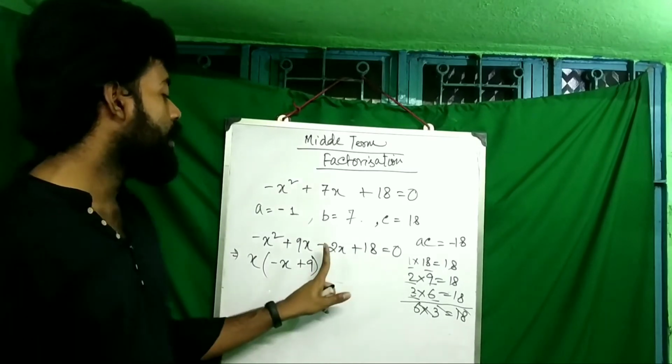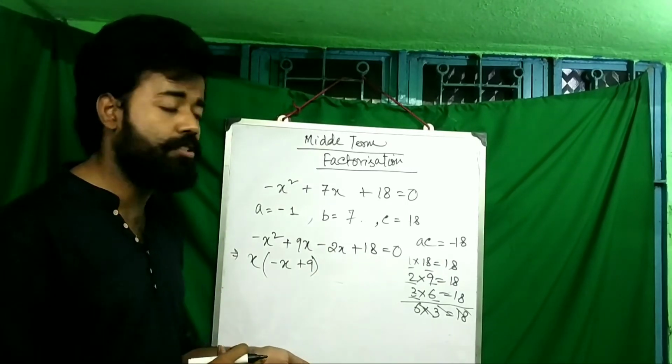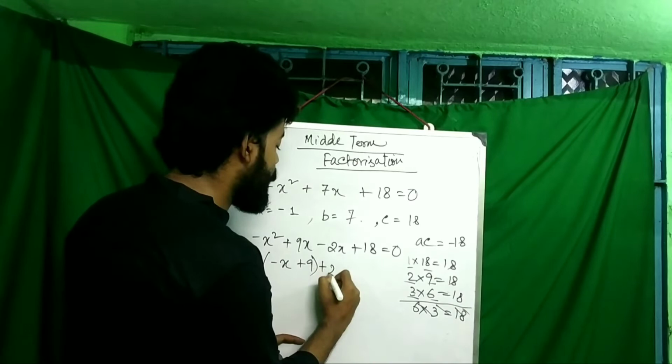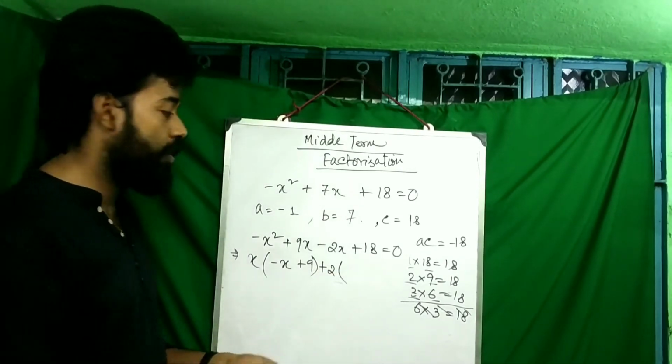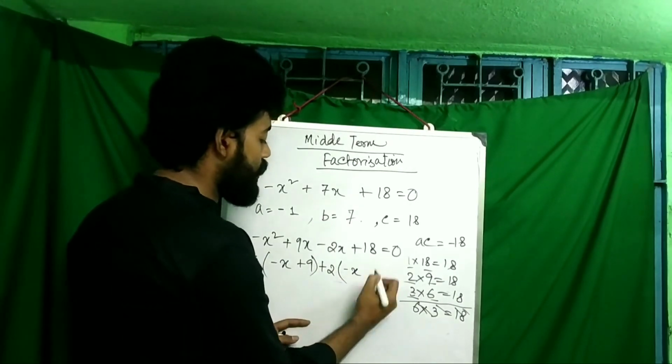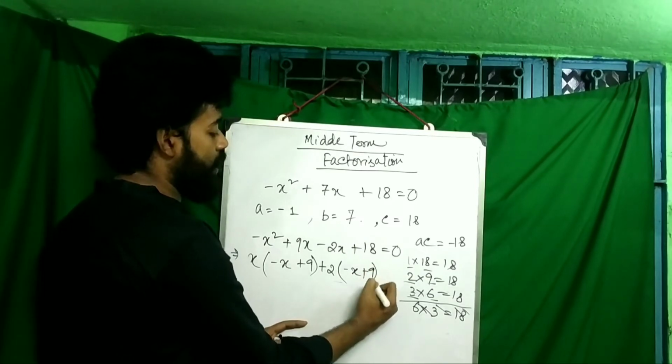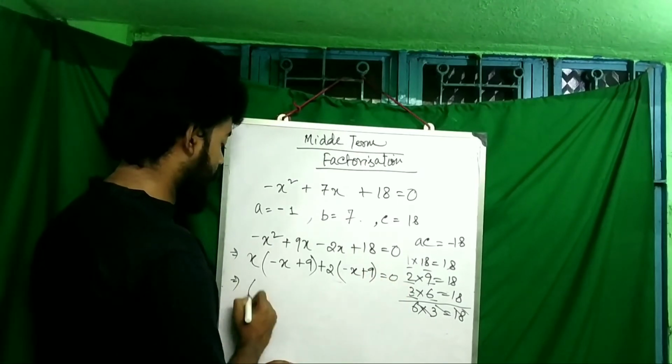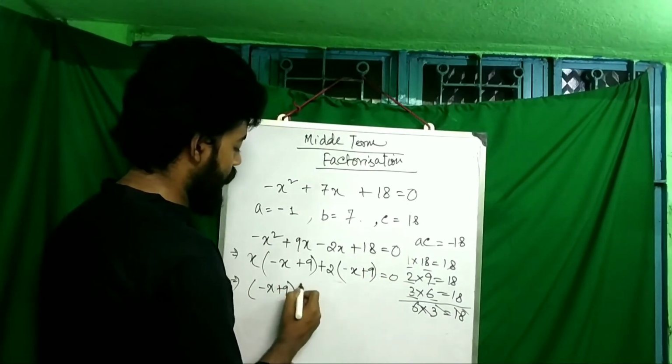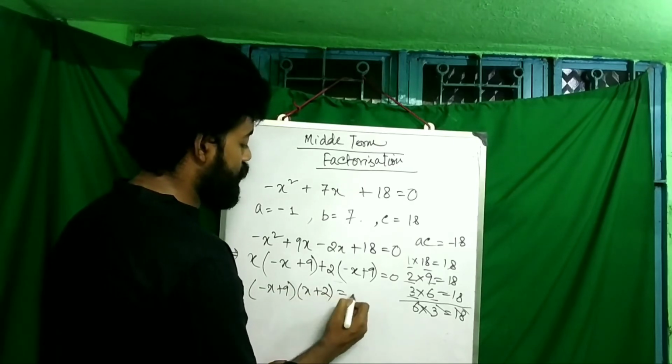Okay. Next, see between minus 2 and 18, what is common? Between minus 2 and 18, 2 is common. So what will remain? From here 2 I have taken, so minus x remains, and from here 9. So what we will get? Minus x plus 9 and x plus 2 equal to 0.